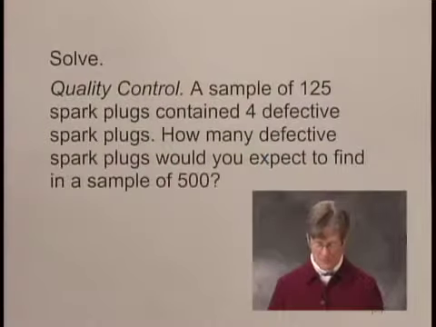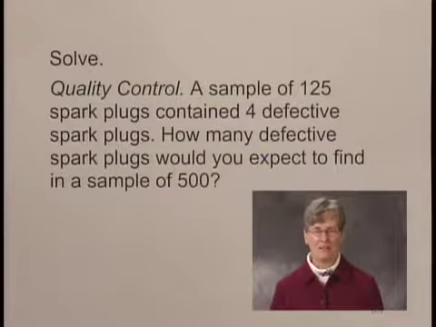This is an applied problem about quality control. A sample of 125 spark plugs contained 4 defective spark plugs. How many defective spark plugs would you expect to find in a sample of 500?